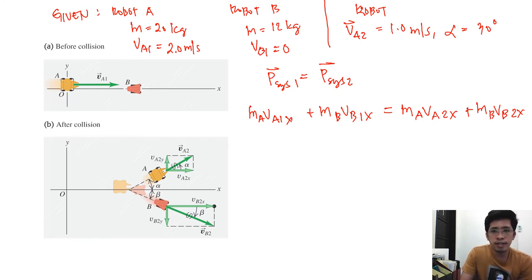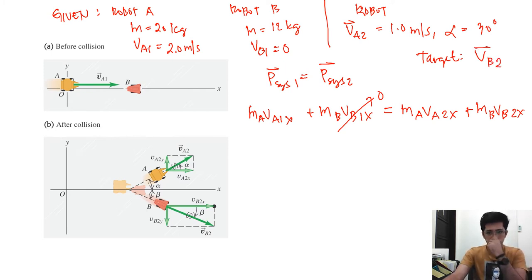So let's check again. You have your mA vA1x plus mB vB1x before collision. That is equal to your mA vA2x plus mB vB2x after collision events. But initially, this one here is zero because you have zero velocity. And our target is your VB2, your velocity after collision. So in this case, this is our target here, your vB2x, the x component of that velocity.